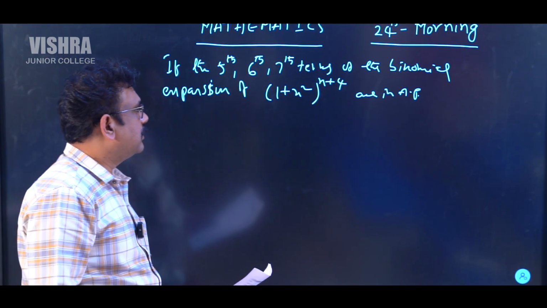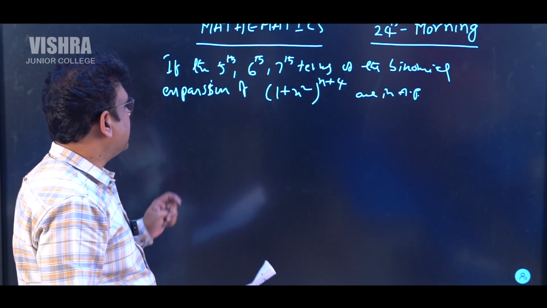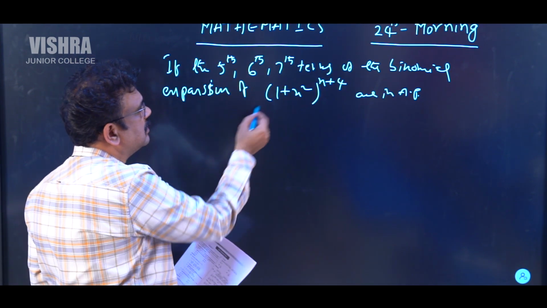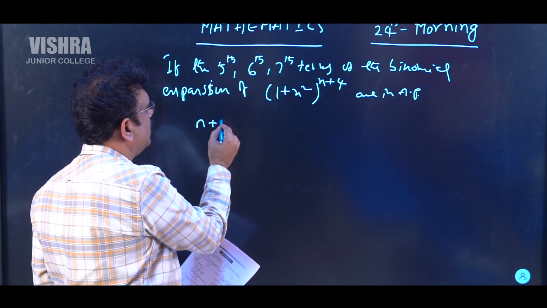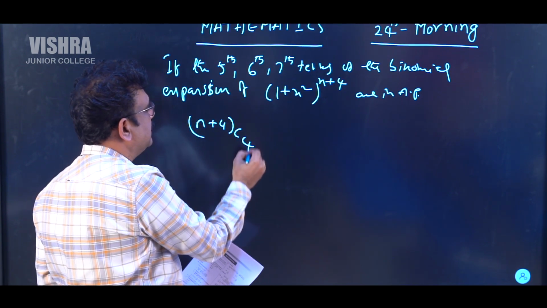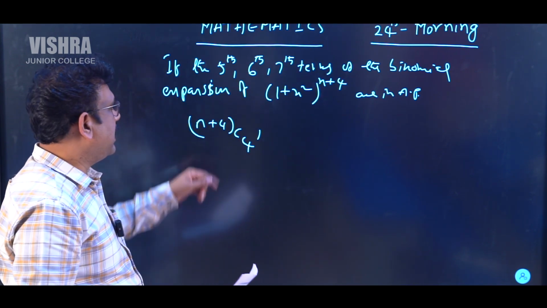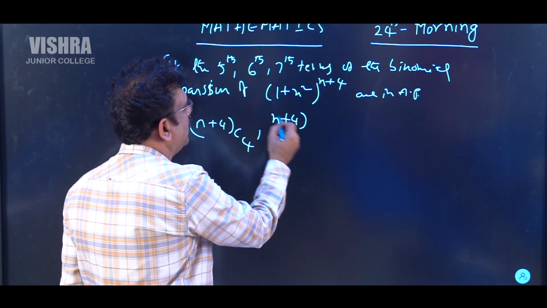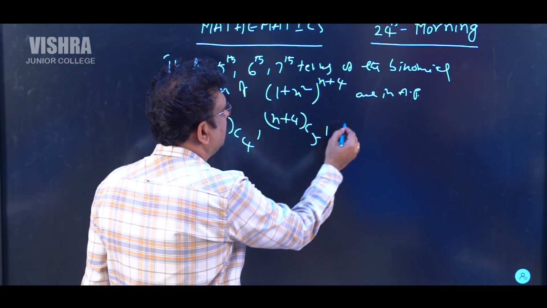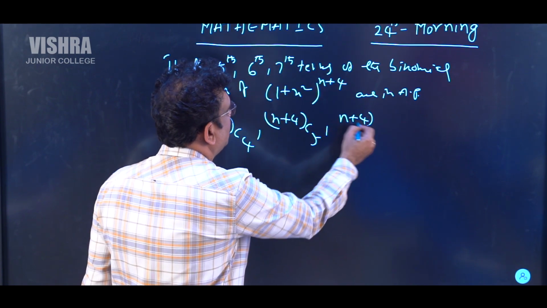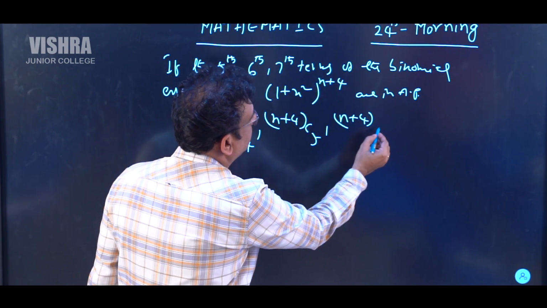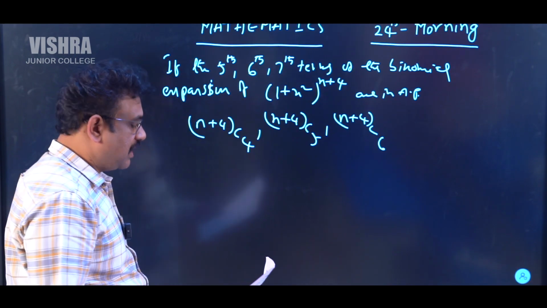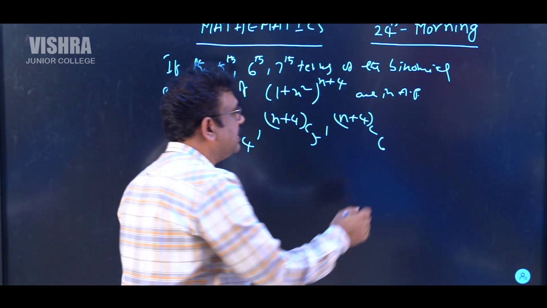So the fifth term of the binomial expansion is (n+4)C4. This is the fifth term. The sixth term of the binomial expansion is (n+4)C5. The seventh term is (n+4)C6. These are in AP.